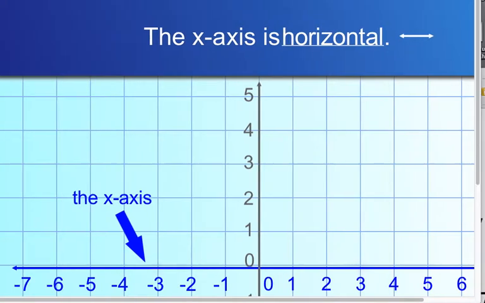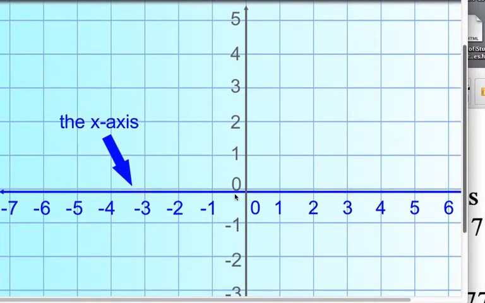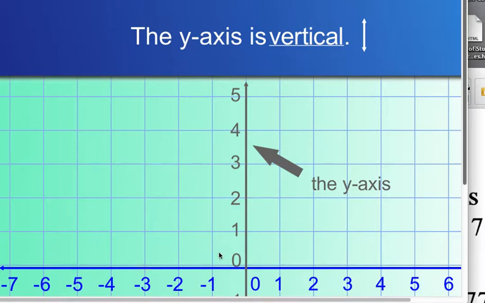There are two axes. There's the x-axis, which goes across, and there's the y-axis that goes up and down. And I'll show you a picture of what that looks like. So the y-axis goes up and down, or vertical.